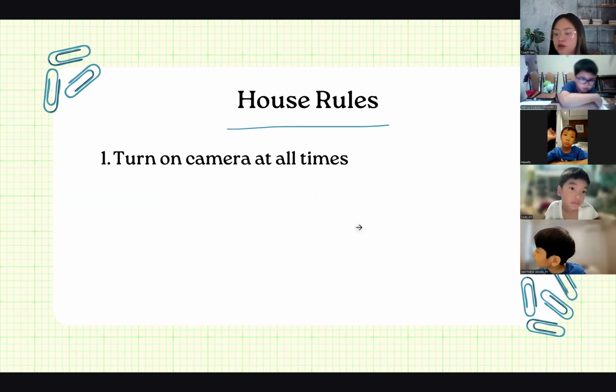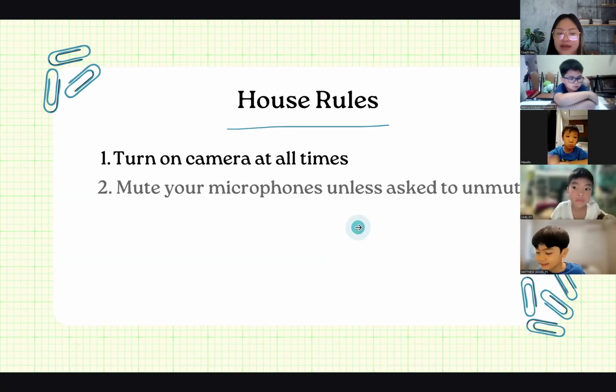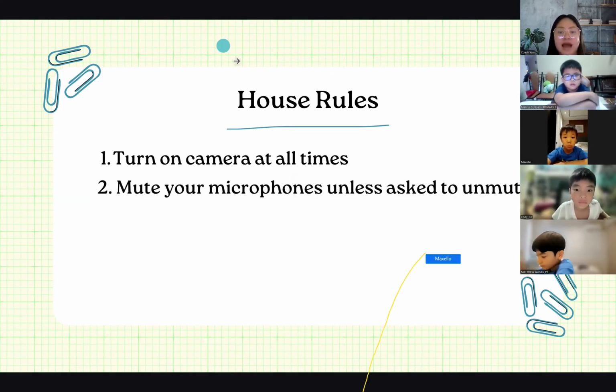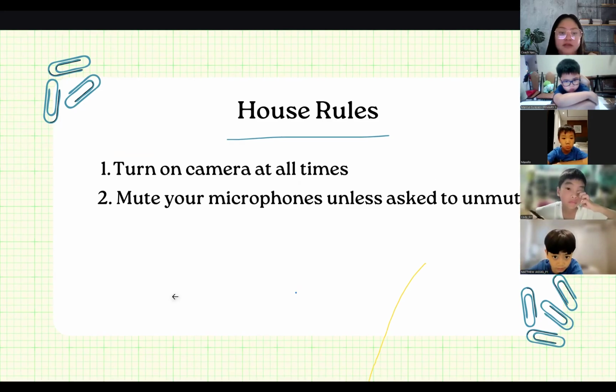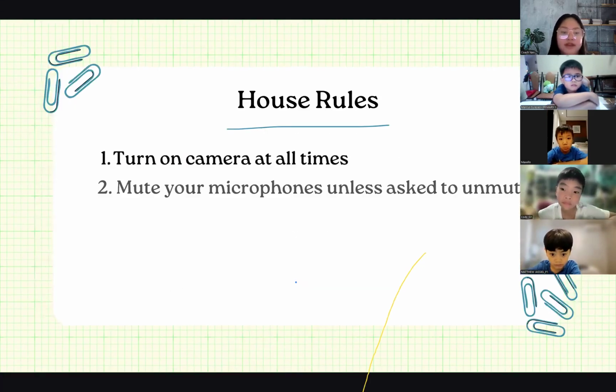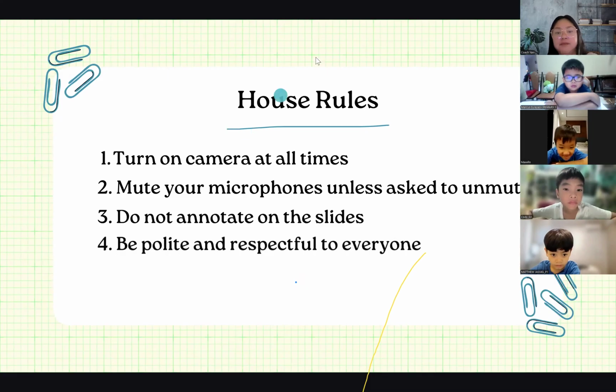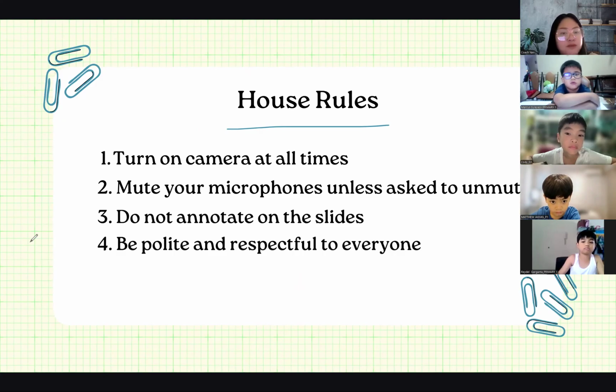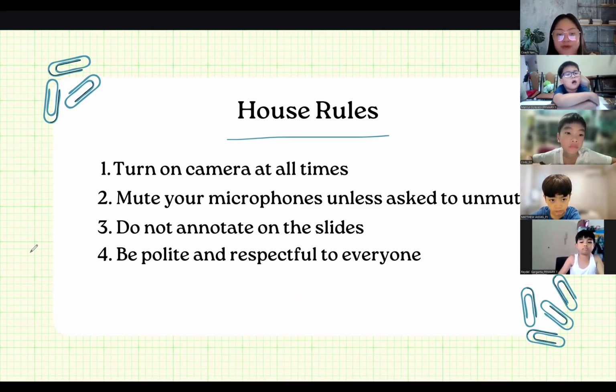Okay. So, house rules. First, turn on camera at all times. Mute your microphones unless asked to unmute. And then, wait lang. And then, do not annotate on the slides and be polite and respectful to everyone. Please do note, I will be putting all of you on mute. If you have any questions, you can type it in the chat box or you can raise your hand, as long as the question is related to the problem that we are solving or the previous problem we've solved. Okay?